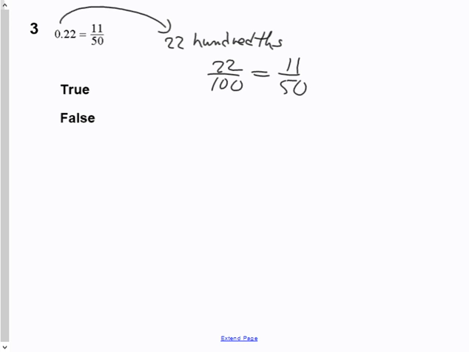Question number 3, 0.22 is equivalent to 11 over 50, or another way to say it to help you really understand it is 22 hundredths, using your place value. So 22 hundredths is 22 over 100. And is that equal to 11 fiftieths? Well, if we think of this in lowest terms, we can divide both by 2, and we would create an equivalent fraction of 11 fiftieths. So yes, it is, and therefore we can circle true.